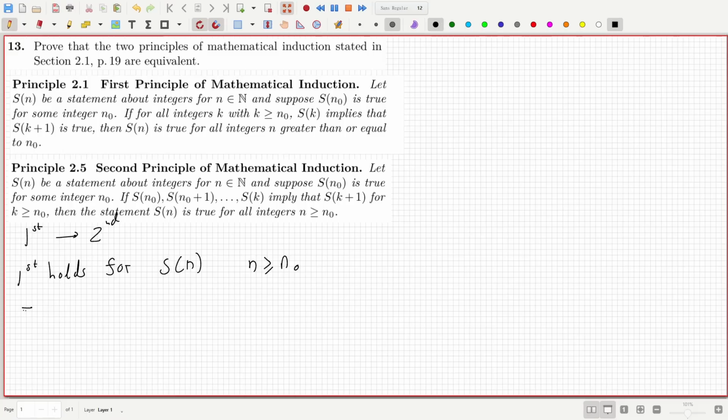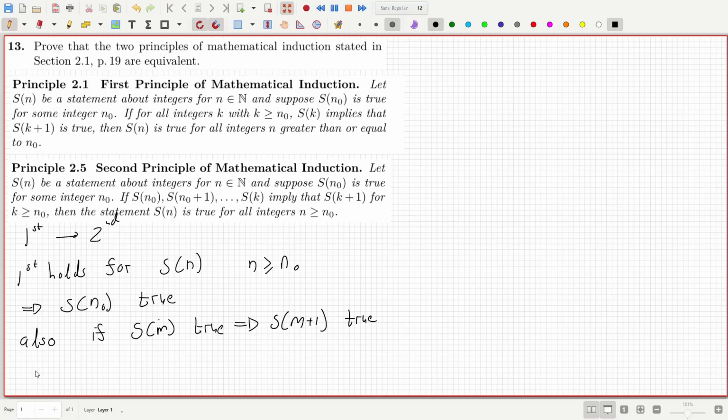So what does that mean? It means Sn0 is true, and also that if Sk is true, then that means... oh, maybe I should use a different letter. Like if Sm is true, then that means Sm plus 1 is true. Is valid.